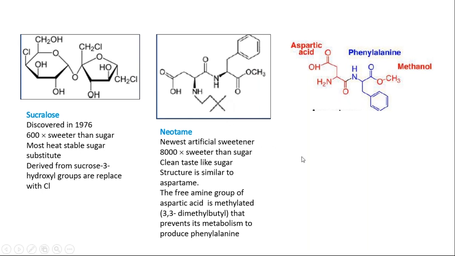And the advantage of this is that it doesn't easily break down like aspartame. It is made more stable because of this 3,3-dimethyl butyl group, which prevents its metabolism or breakdown to produce phenylalanine. So neotame can be used by phenylketonurics, and there is no regulatory label required for neotame.